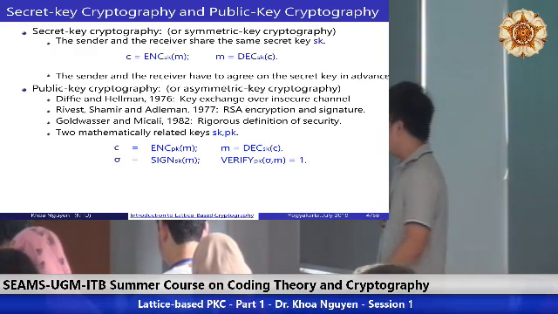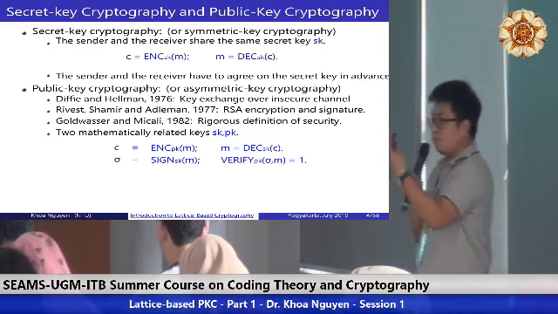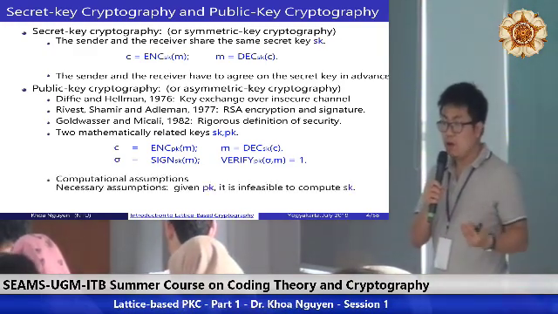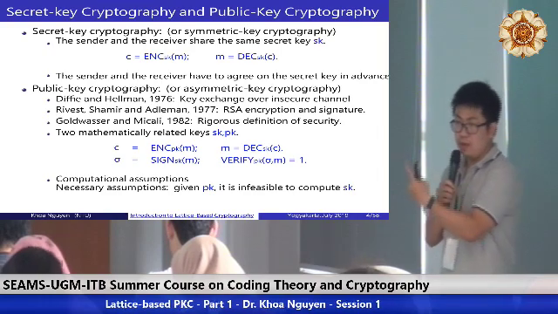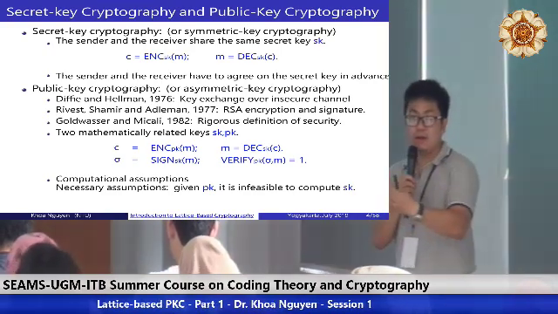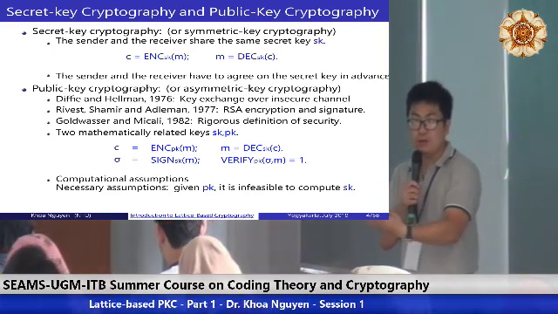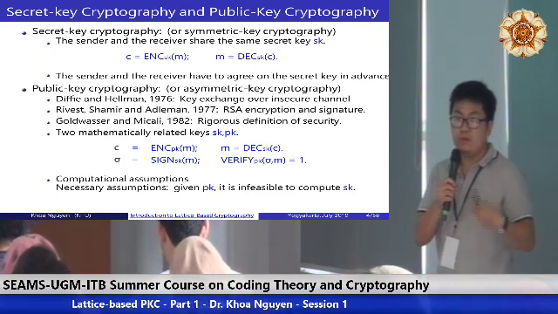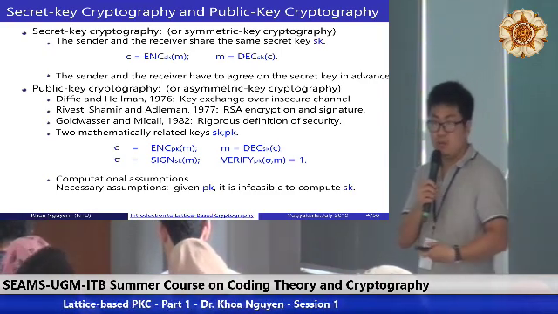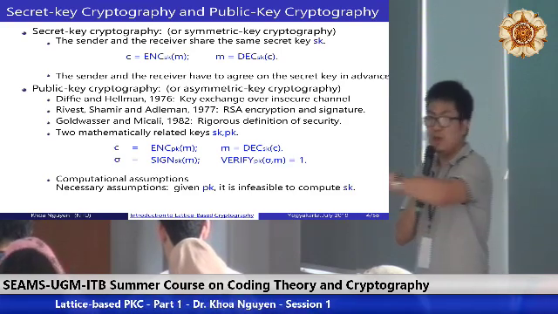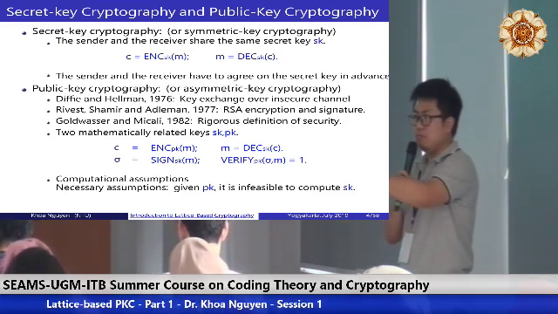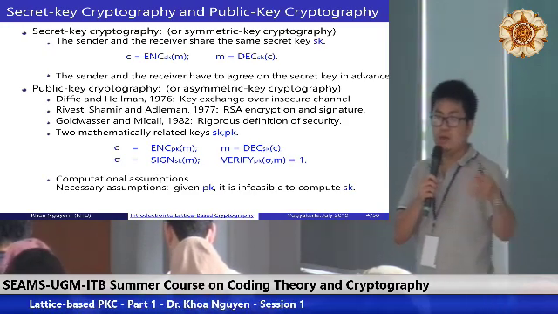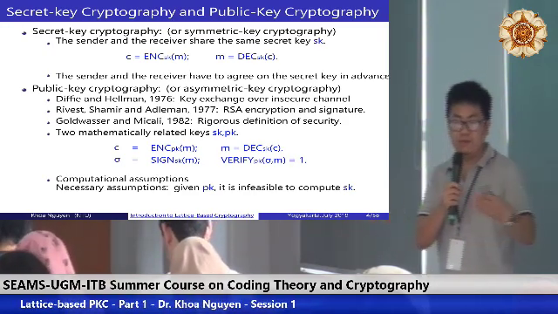Because we have a secret key and a public key, the very basic requirement for security is that, given my public key, no one can compute my secret key, right? And for this, we need some computational assumptions. We need to assume that it's infeasible for any adversary to compute my secret key given my public key.